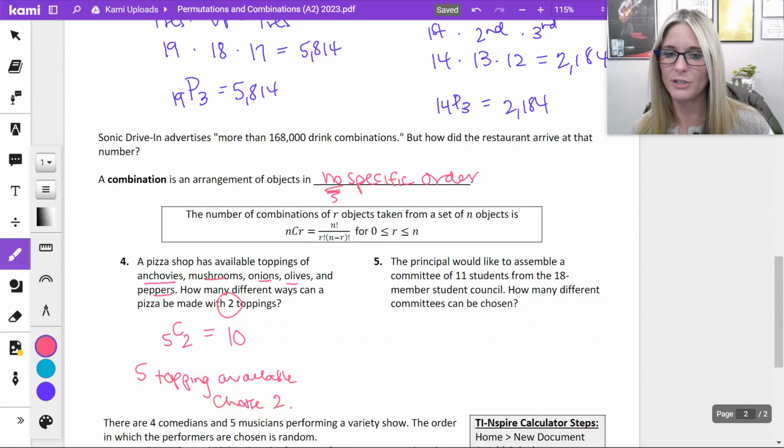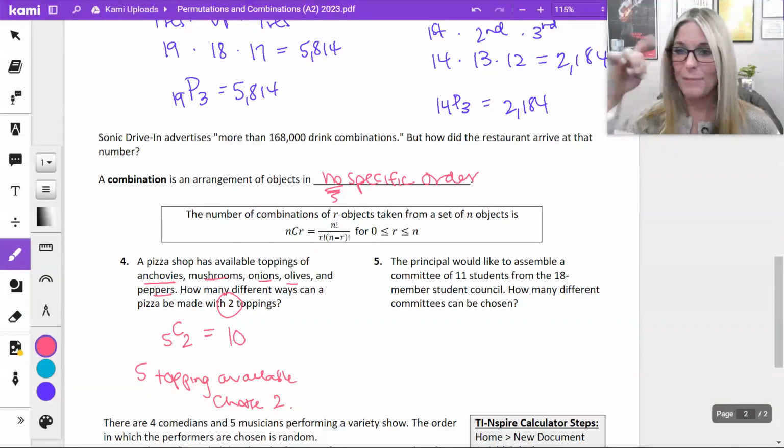All right, number 5, a principal would like to assemble a committee of 11 students from the 18-member student council. How many different committees can be chosen? So I don't really care who I pick first. Order doesn't matter. This is different than the previous example of the president, vice president, treasurer. There were specific roles, and it mattered who I chose first because the first person was going to be president. This is just a council.